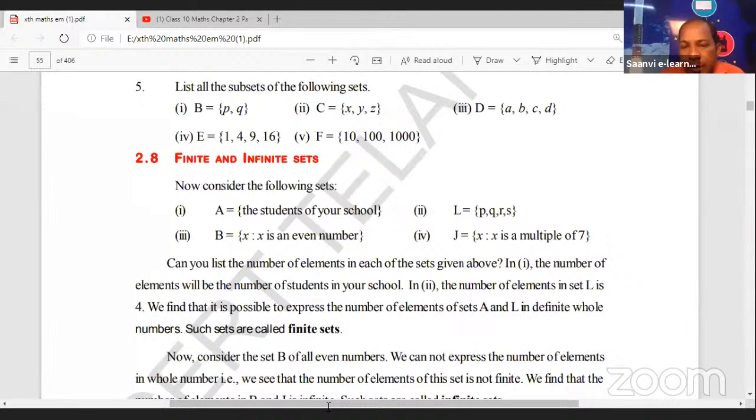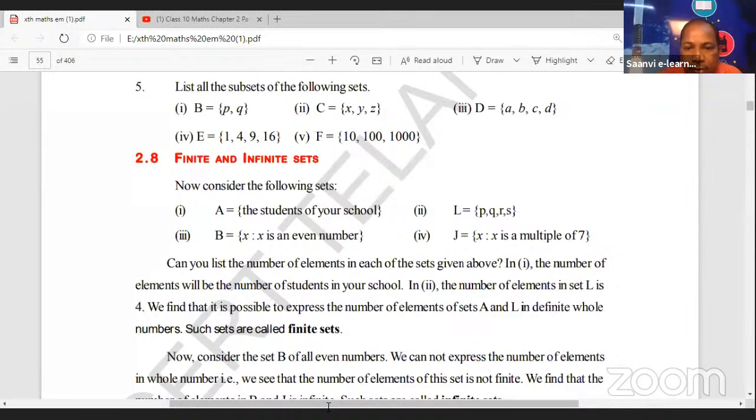And here the second set is given, L is equal to {P, Q, R, S}. Here also these elements we can count easily, so it is a finite set. And see here the third example, B is equal to {x such that x is an even number}. Can we count the even numbers? No, they are uncountable. So how many even numbers are there? We don't know. There are infinite even numbers. So this set is an infinite set.